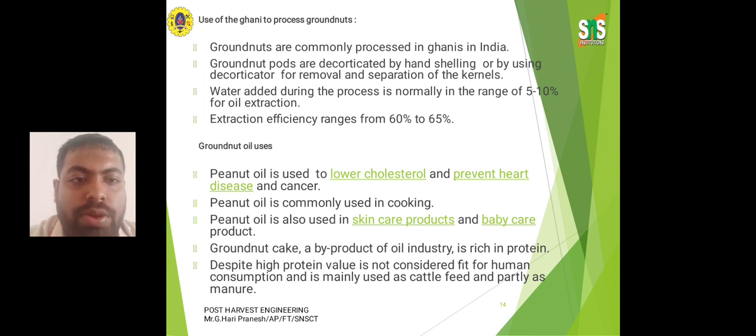Groundnut cake, which is a byproduct of the oil industry, is rich in protein and is used as fodder for cows, goats, etc. Despite having protein value, it is not considered fit for human consumption. And sometimes it is also used as manure for crops.